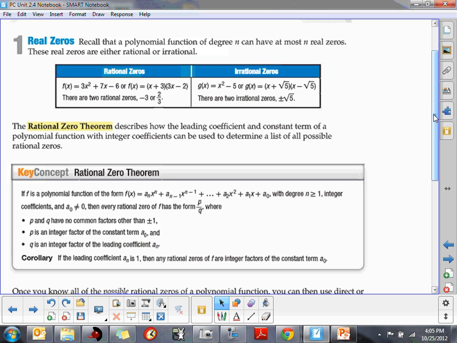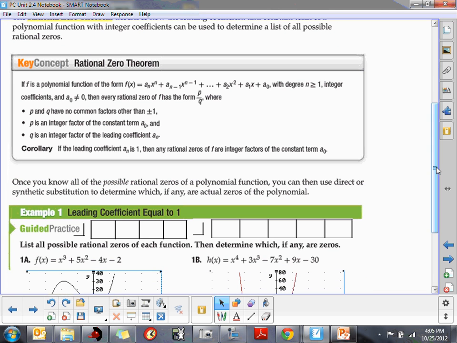But one of the things they give us to help us find the rational zeros is a rational zero theorem. It describes how we can use the leading coefficient and the constant term of a polynomial function to determine a list of all possible rational zeros. What's different about today's lesson is, if you notice in the example here, what they're going to give you is simply a polynomial function, and that's all that you get. They don't tell you to test, is this a zero? We have to come up with this list on our own. And the rational zero theorem is there to help us narrow down this search for the intersections.